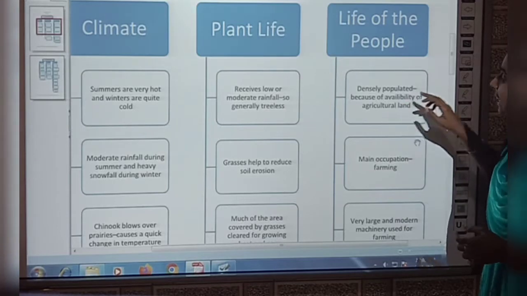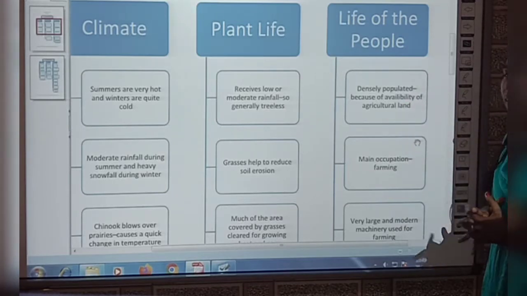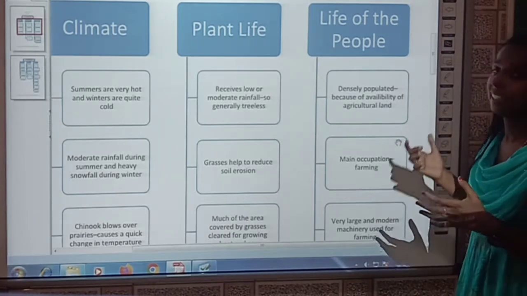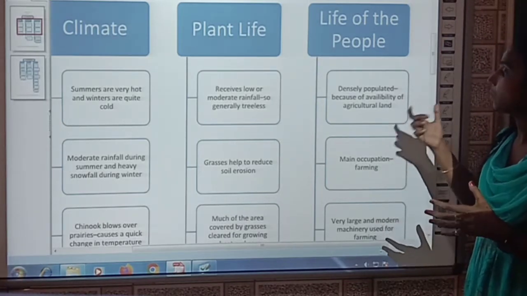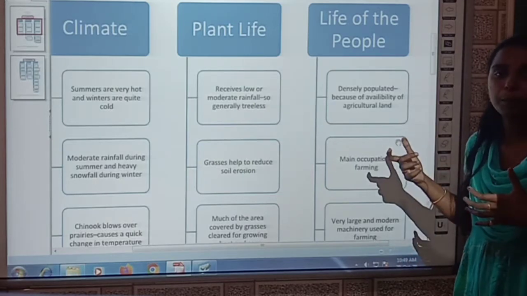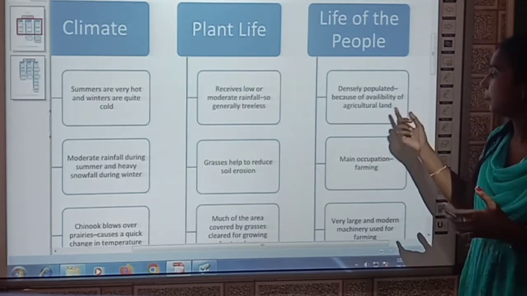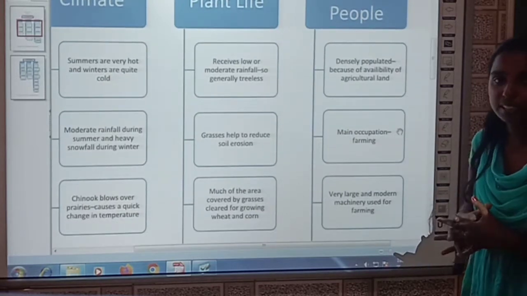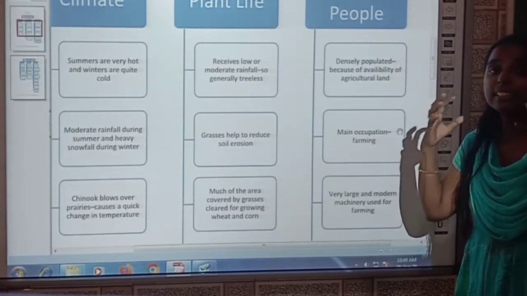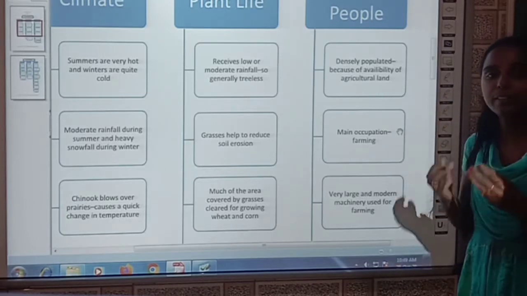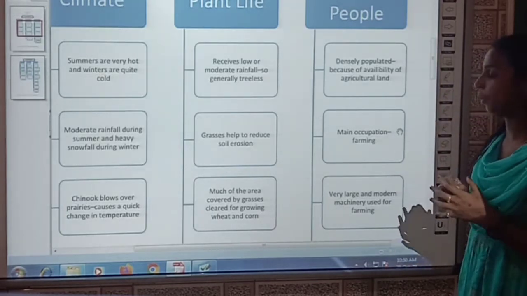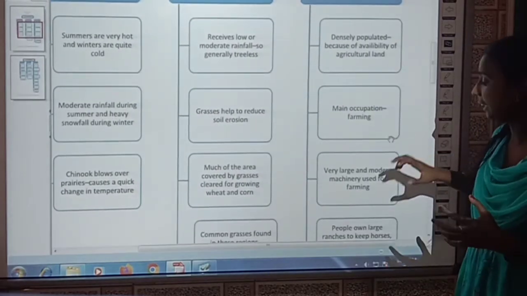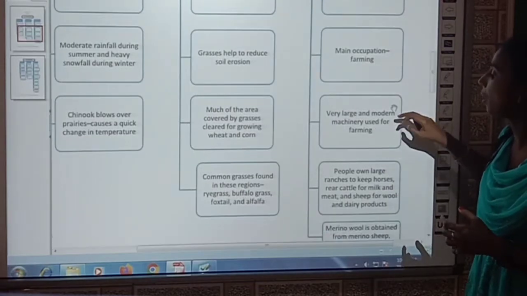These grasslands are densely populated because of the availability of agricultural land. Okay, see, in these temperate grasslands agriculture is highly popular. That's why it is densely populated. Densely populated means highly populated. And what is the main occupation of the people? We have seen, right, it has many agricultural lands. So what will be the main occupation? It is farming. So the main occupation of the people is farming, and for this farming they are using very large and modern machinery.